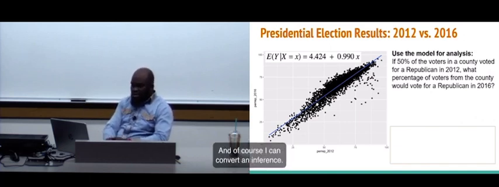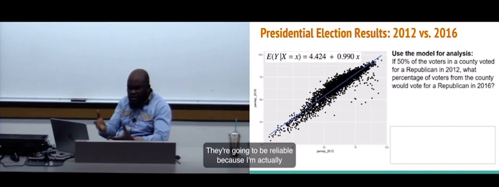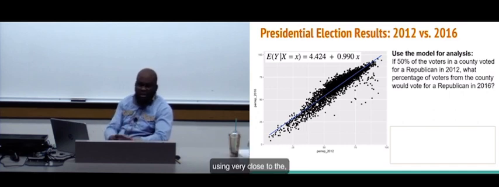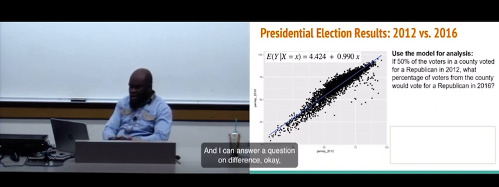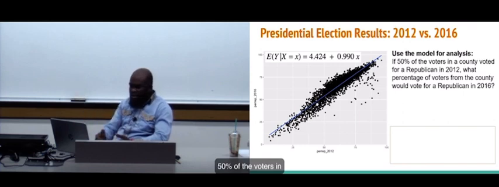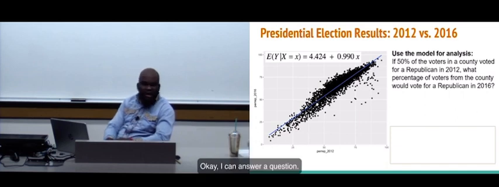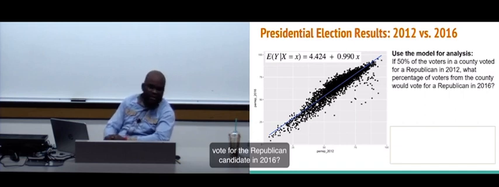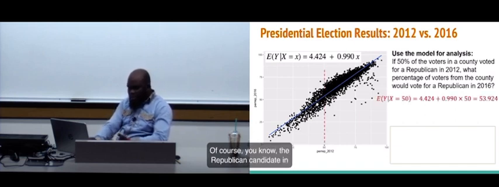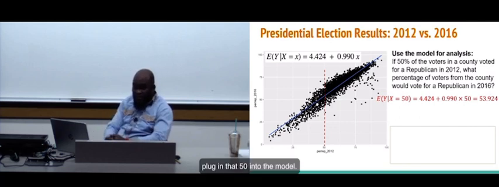And of course, I can conduct an inference. I'm going to rely on these parameters. They're going to be reliable because I'm using very close to the entire set of counties in the United States. I can answer an inference question: if 50% of the voters in a county voted for a Republican in 2012, what percentage of voters from the county would vote for a Republican candidate in 2016? The Republican candidate in 2016 was the former President Trump. All I'm going to do is plug that 50 into the model.